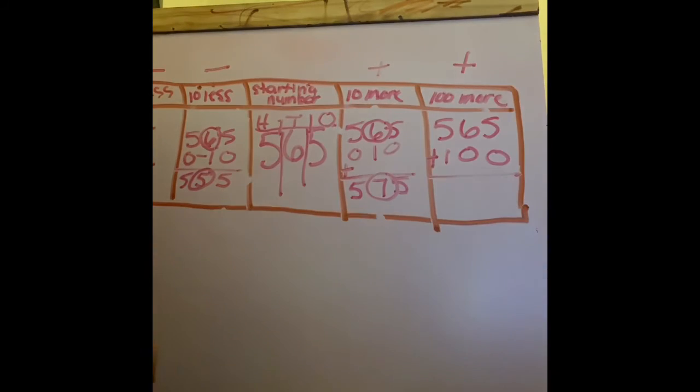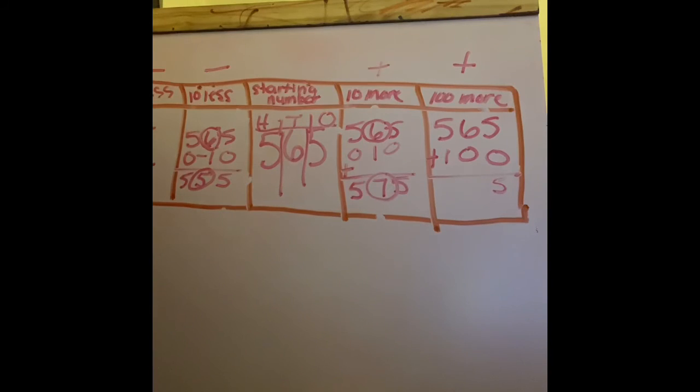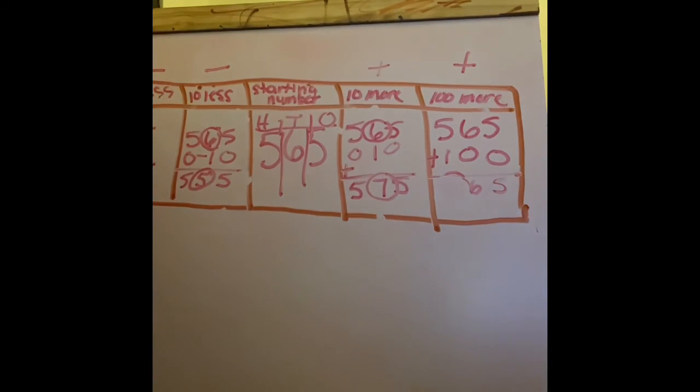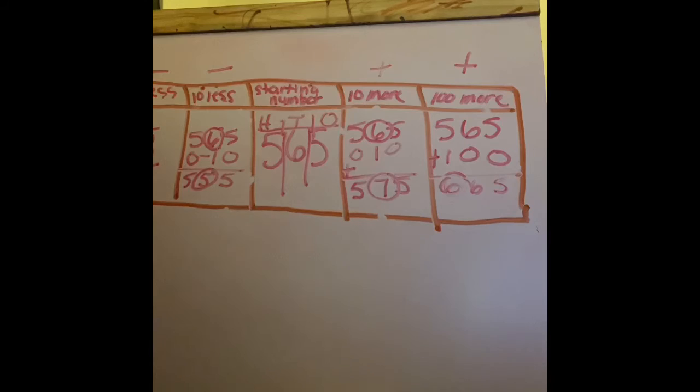Okay. 5 plus 0 equals 5. 6 plus 0 equals 6. And 5 plus 1 equals 6. So the only place value that changed was once again my hundreds place, and it moved up only 100. And my new number became 665.